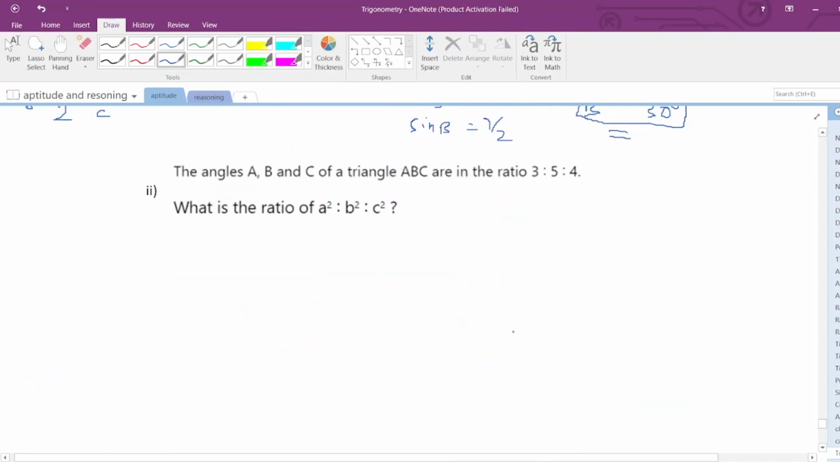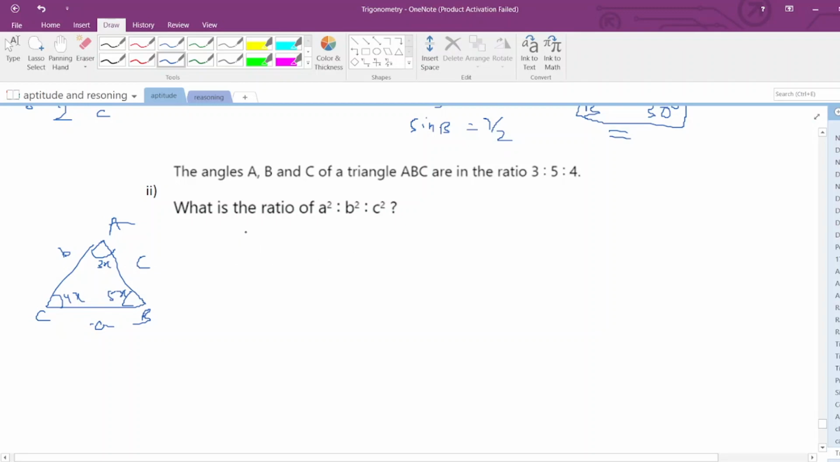Now let's move to the second example. See, the angles A, B and C of a triangle ABC are in the ratio of 3:5:4. What is the ratio of a square to b square to c square? The same way, A, B and C. If you consider this 3x and this, let's suppose, 5x and this should be 4x. We need to find a square to b square to c square, right?